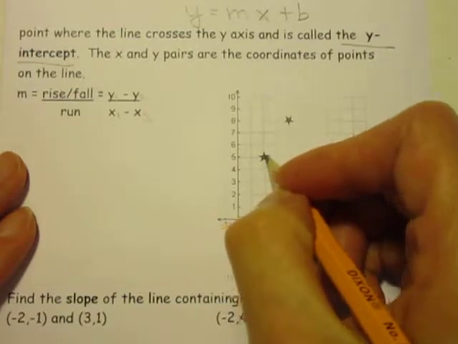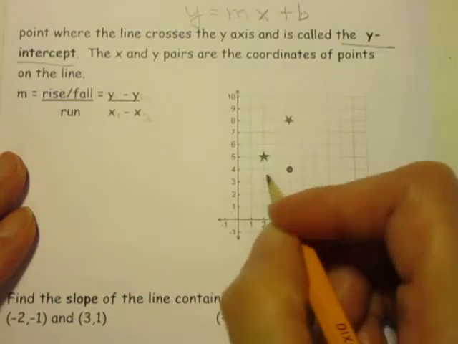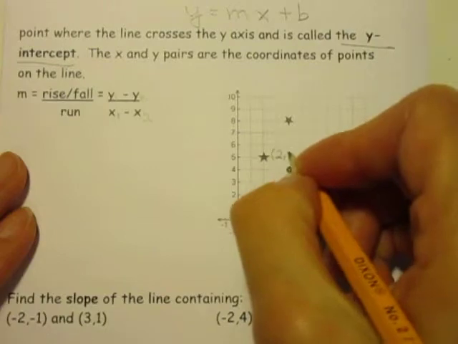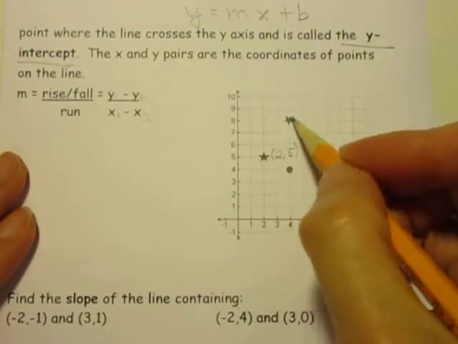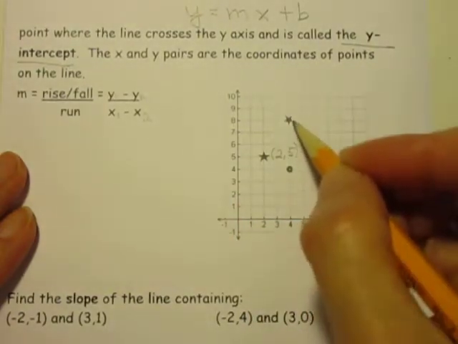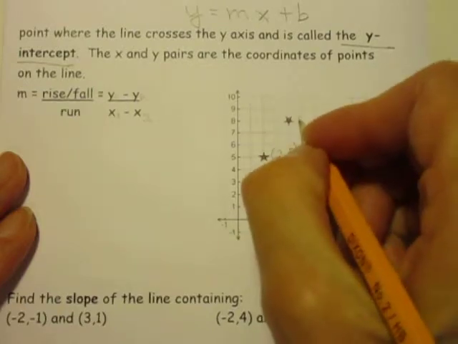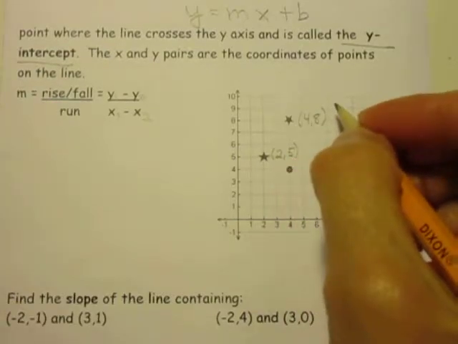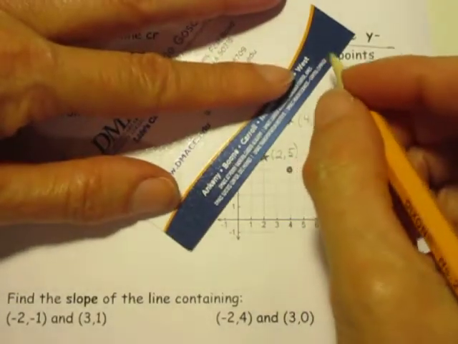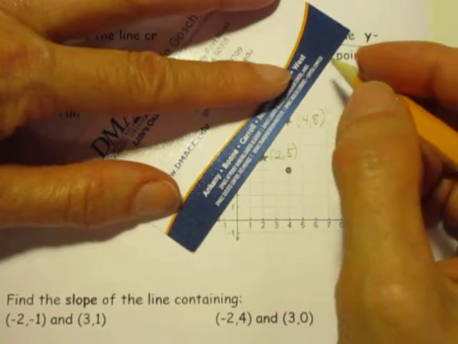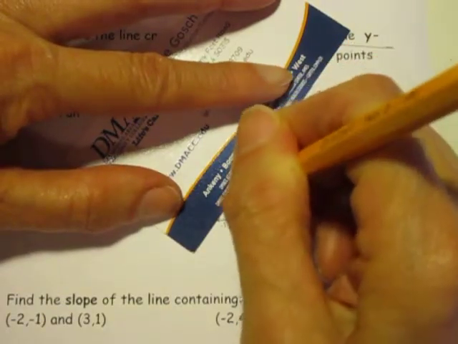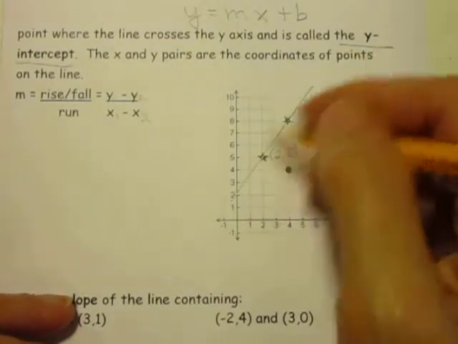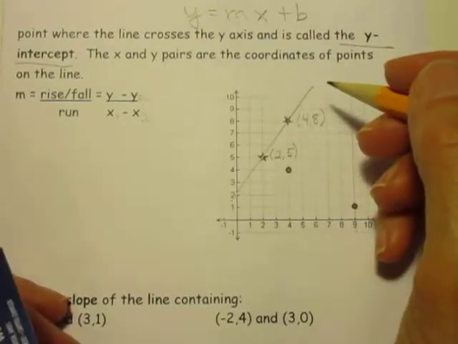This first point here, this first star, has an x-coordinate of 2 and a y-coordinate of 5. So that would be (2, 5). And this next point, star, would be (4, 8). The x-coordinate is 4, the y-coordinate is 8. If I want to, I should really go ahead and connect these because that's the whole point of this lesson, connecting and creating linear equations. So we can see that there's kind of a slant to that. And we're going to talk about that slant as slope, and we're going to calculate that slope.